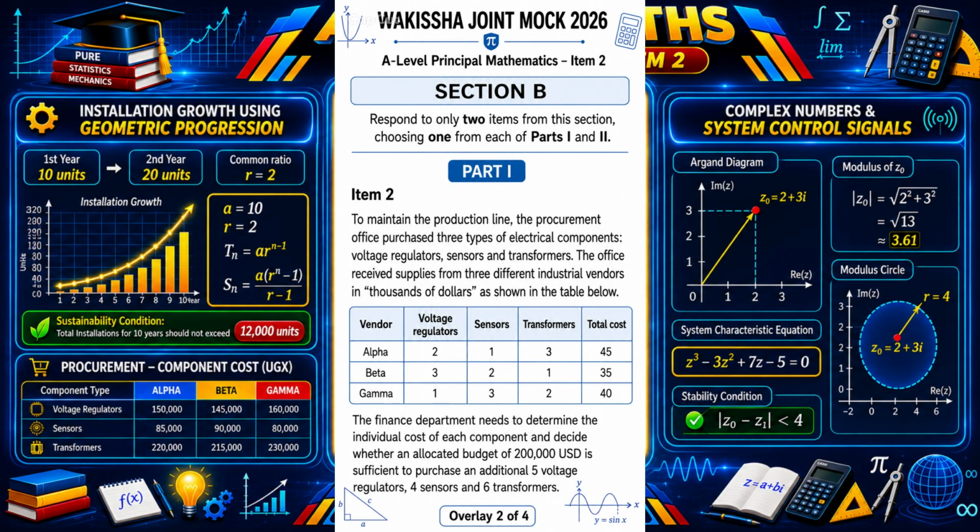They have added on some information and said that to maintain the production line, the procurement office purchased three types of electrical components: voltage regulators, sensors, and transformers.